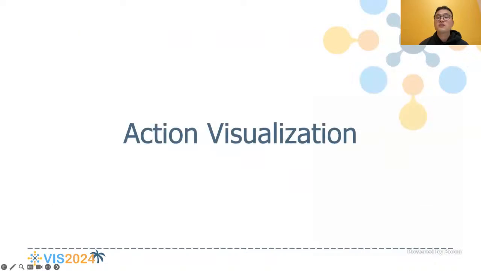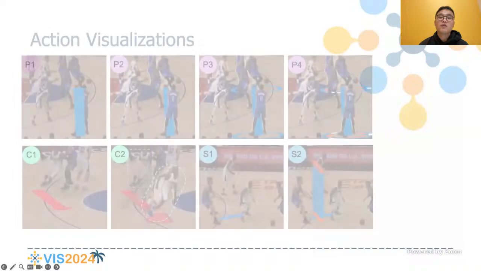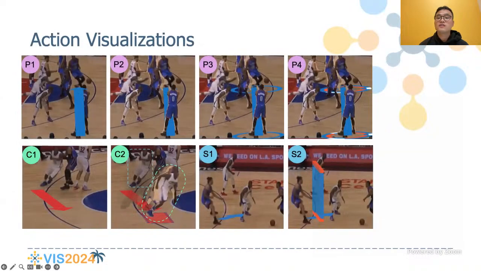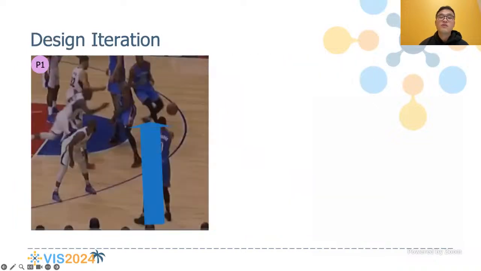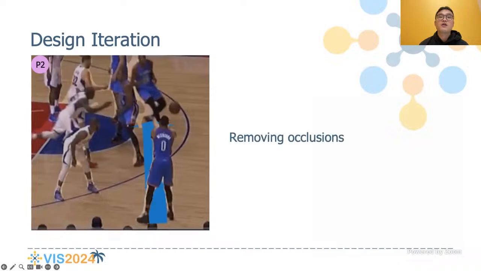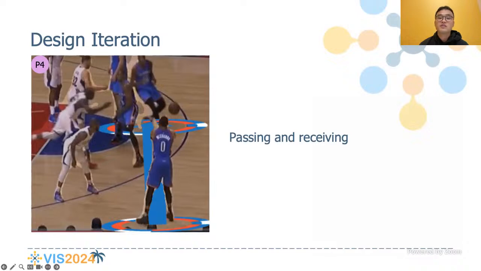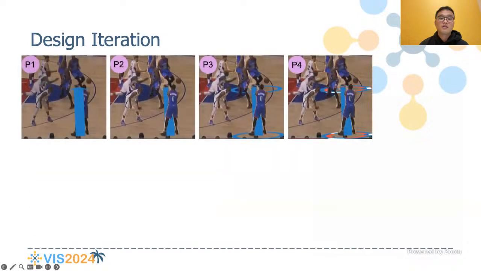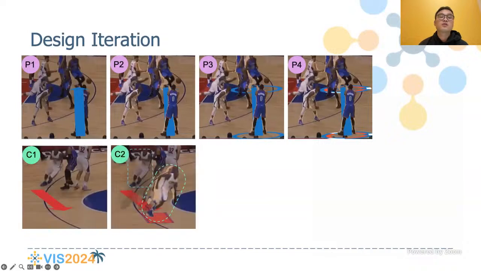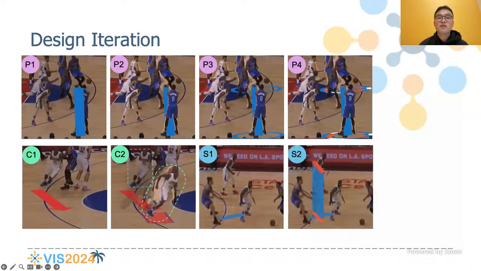Another aspect to consider is action visualization. We visualize three actions, pass, cut, and screen, which are really important actions in basketball that can lead to points. We refine our design to optimize action visualization by removing occlusions and emphasizing the players involved in passing and receiving. For cuts, we precisely mark future player positions with flash-forward animations. For screens, we visually represent them as walls to clearly identify the screening player's position.